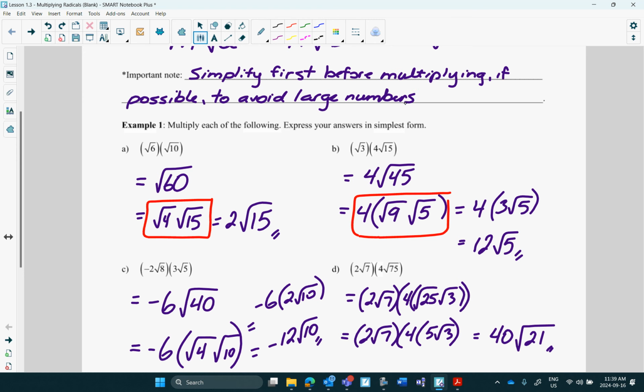That goes to that question we just did. I mean, you could have done it with this one too. You could have simplified root 8 and then multiplied after, and that's fine. You're still going to get the same answer. But root 8 times root 5 is not terribly large. Any questions? Okay.